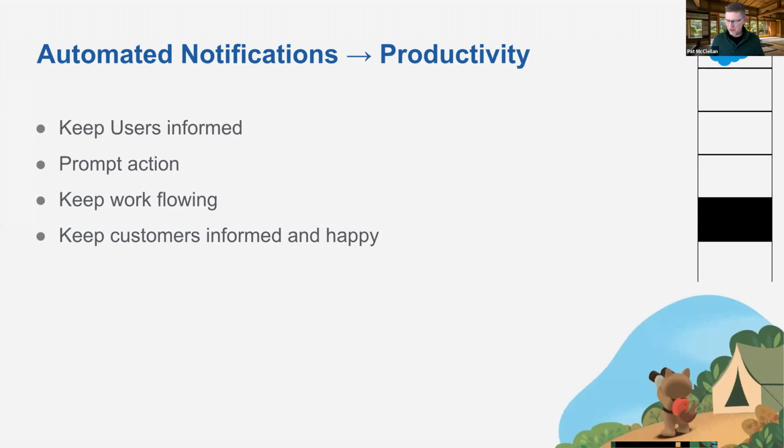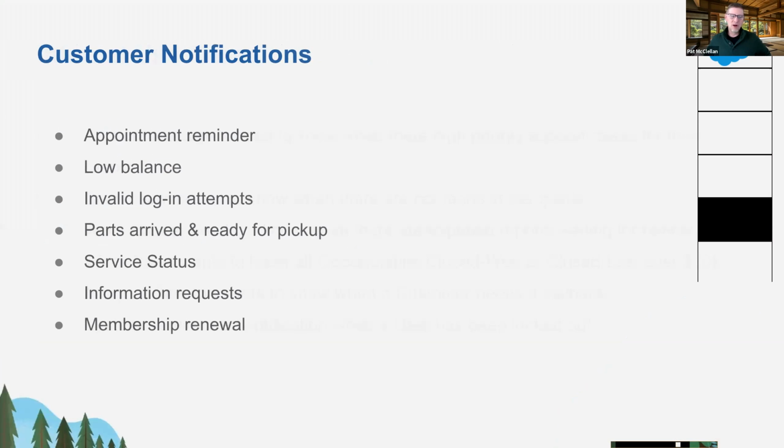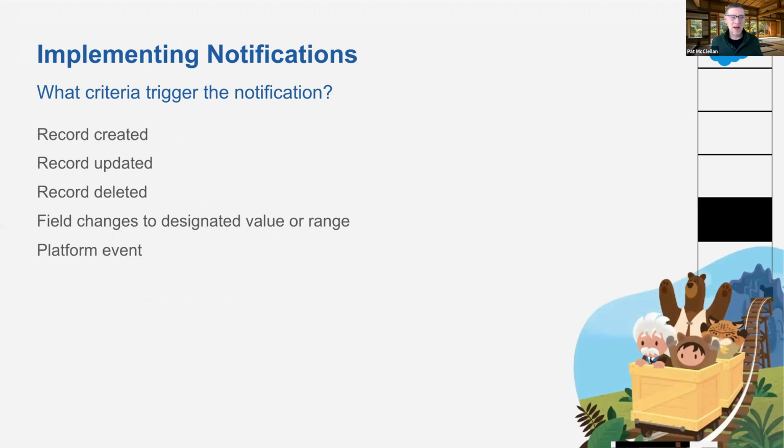And if you're still not exactly sure what we're talking about, for customer notifications, this could be something like an appointment reminder from your dentist so you don't forget your appointment tomorrow at 3. A low balance on your account, invalid login attempts. We all get these all the time, right? Parts arrived and ready for pickup. Service status might be email, might be text, might be a direct message through an app. There's a lot of ways to deliver these notifications.